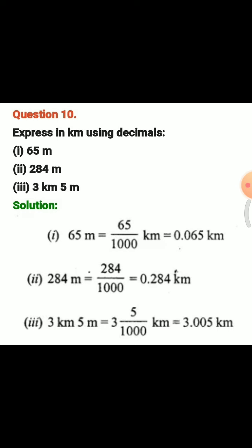Okay. 3 kilometer 5 meter, so you convert only 5 meter to 5 by 1000. So your answer will be 3.005 kilometer. All of you understand, students?